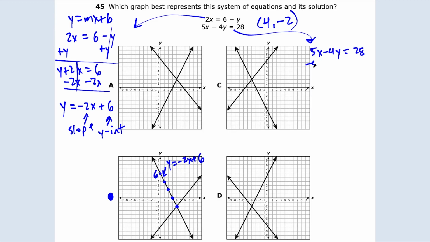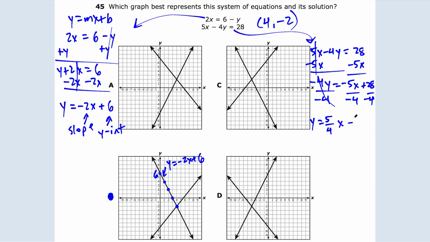I'm going to subtract 5x on both sides. We have minus 5x on both sides. And now from this step here, we have 5x minus 5x canceling. Minus 4y equals minus 5x plus 28. And now divide both sides by -4. So divide everything by -4. And you get y equals, a negative over a negative is a positive, so I have 5/4 x. And then 28 over -4 is -7.